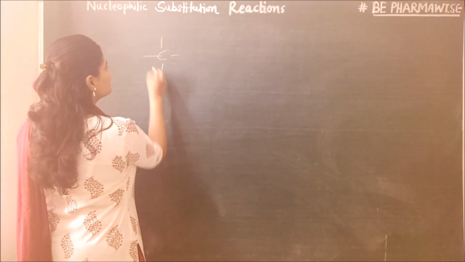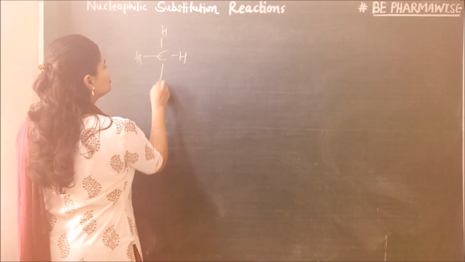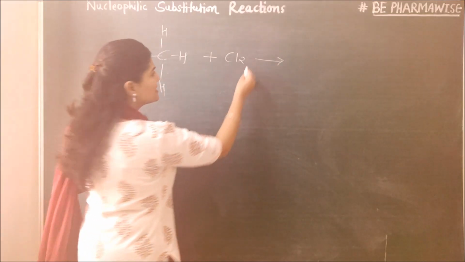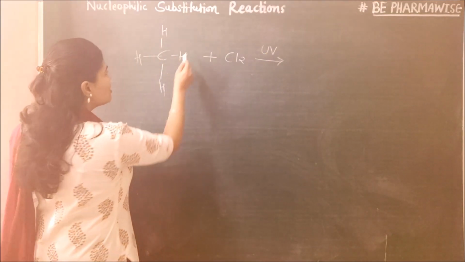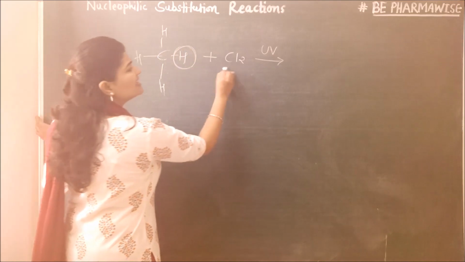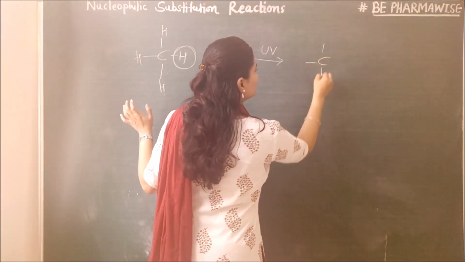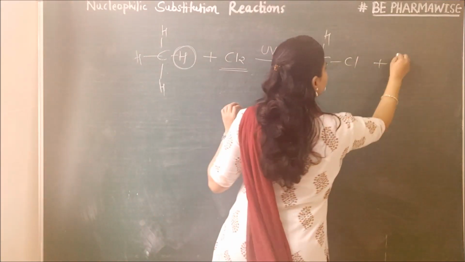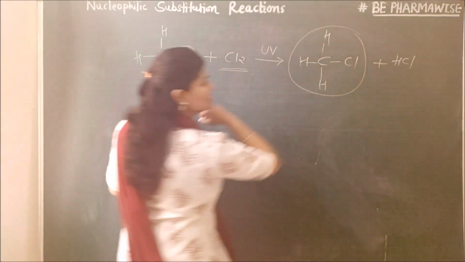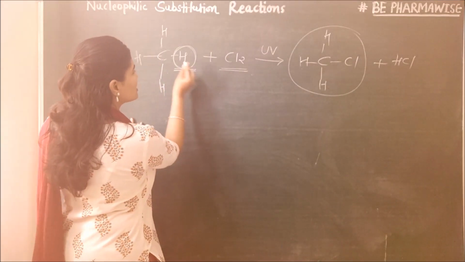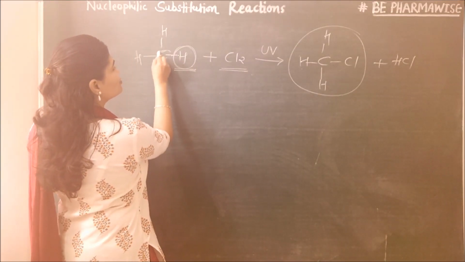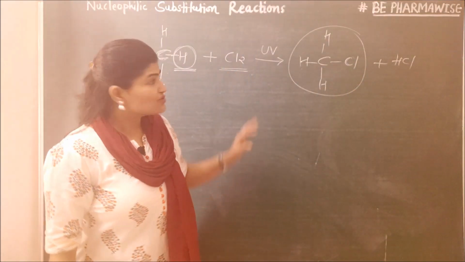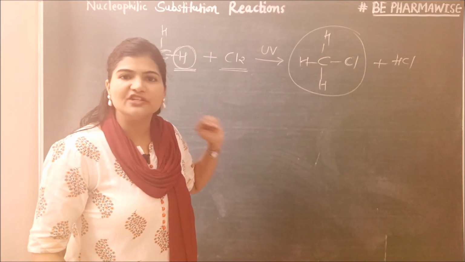See, this is a basic organic molecule, you know this is methane. Now when methane reacts with chlorine in presence of UV light, what happens? One of the hydrogens of methane gets replaced by a chlorine atom and you end up getting methyl chloride plus HCl. If you look at the reaction carefully, the hydrogen which was directly attached to carbon is replaced by another atom, which is chlorine. So this kind of reaction is called a substitution reaction.